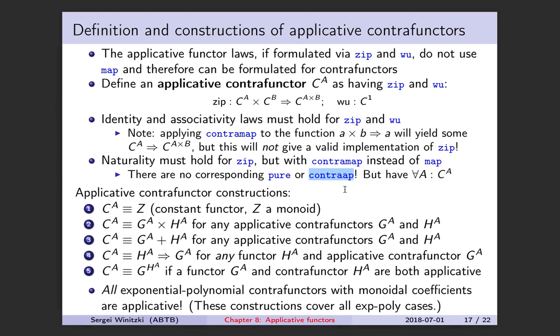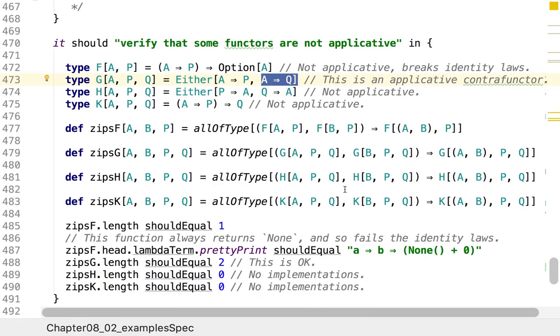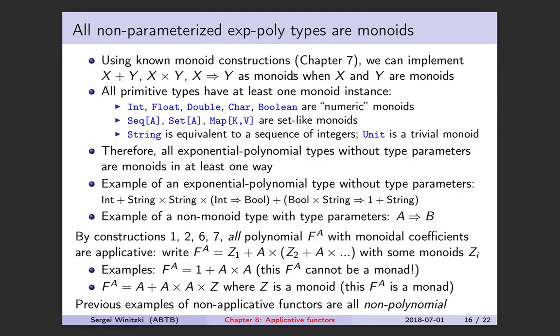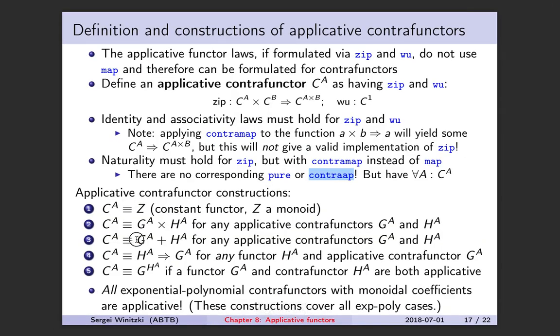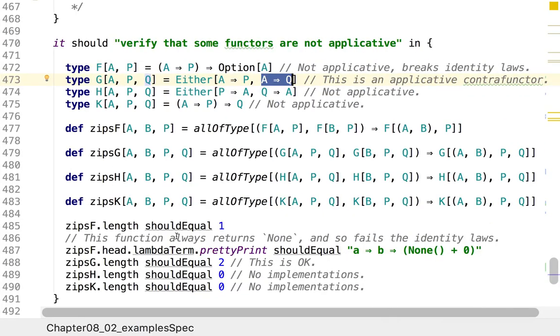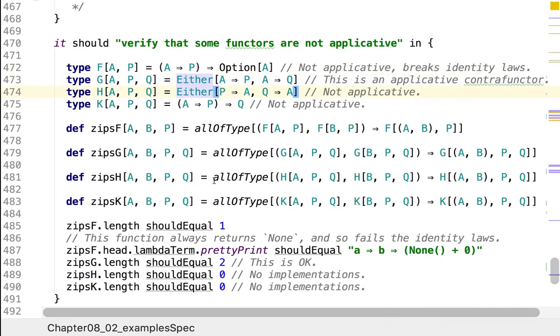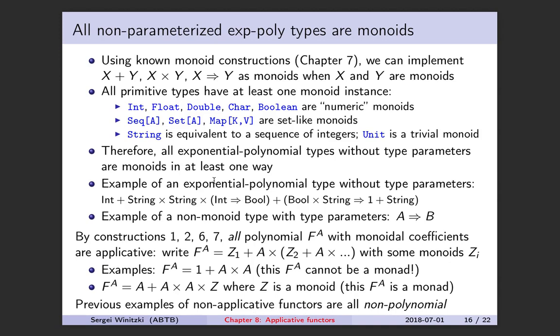So these are the contrafunctors, and indeed we will see that this is one of the constructions, that the disjunction of two applicative contrafunctors is again applicative. This is this construction, which we will look at shortly.